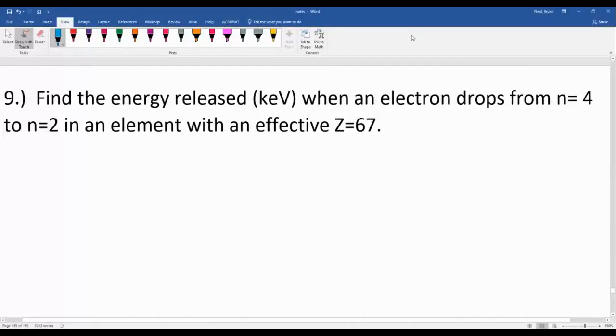All right, so let's go ahead and take a look at this next one. So a couple things going on here. We're not dealing with hydrogen anymore, and in fact, we have an atom with a lot of protons in it, so big number for Z. And because of that, we're expecting a very large energy.